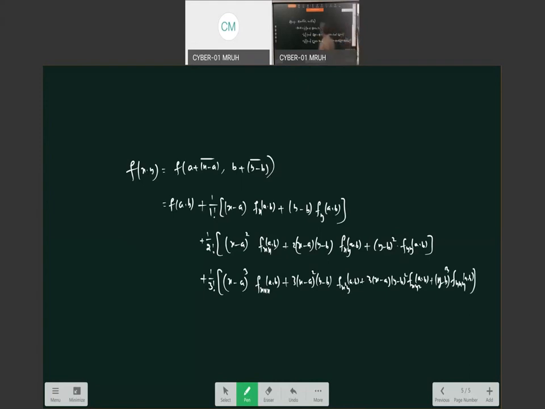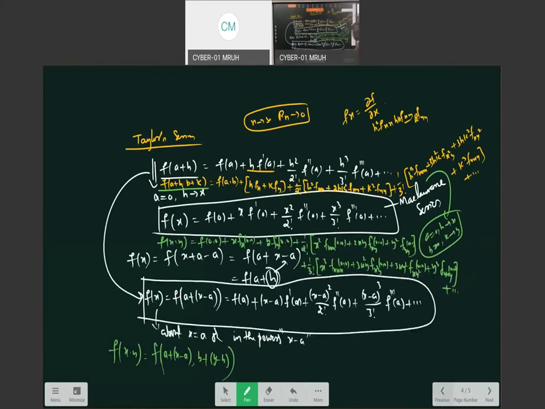Plus, if you want, you can write the fourth degree also. That's up to you. Show the fourth page. So this is how we are writing. Now this is being expanded in the next page. Is it clear?